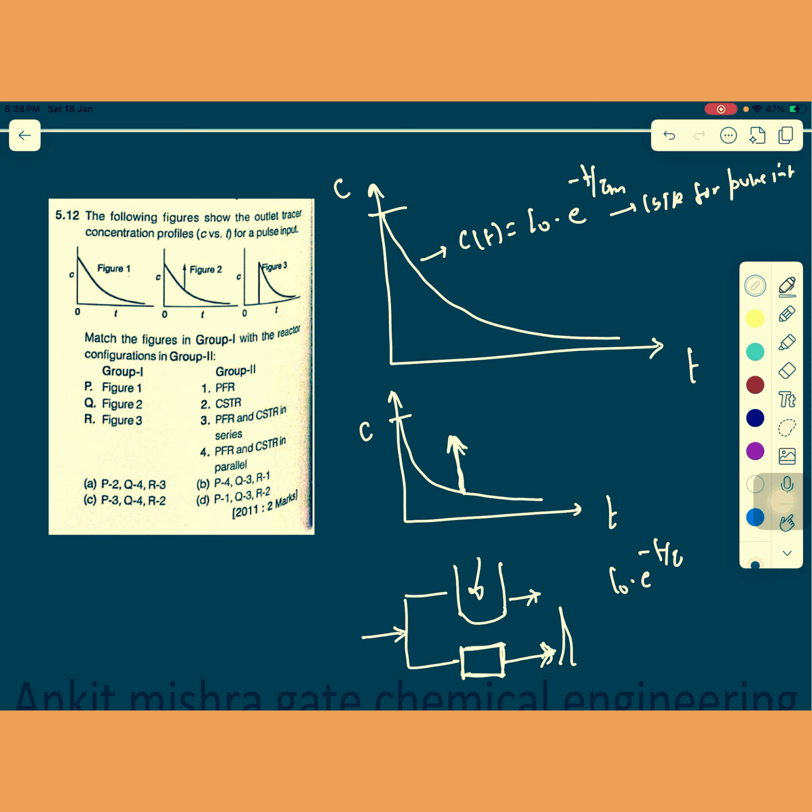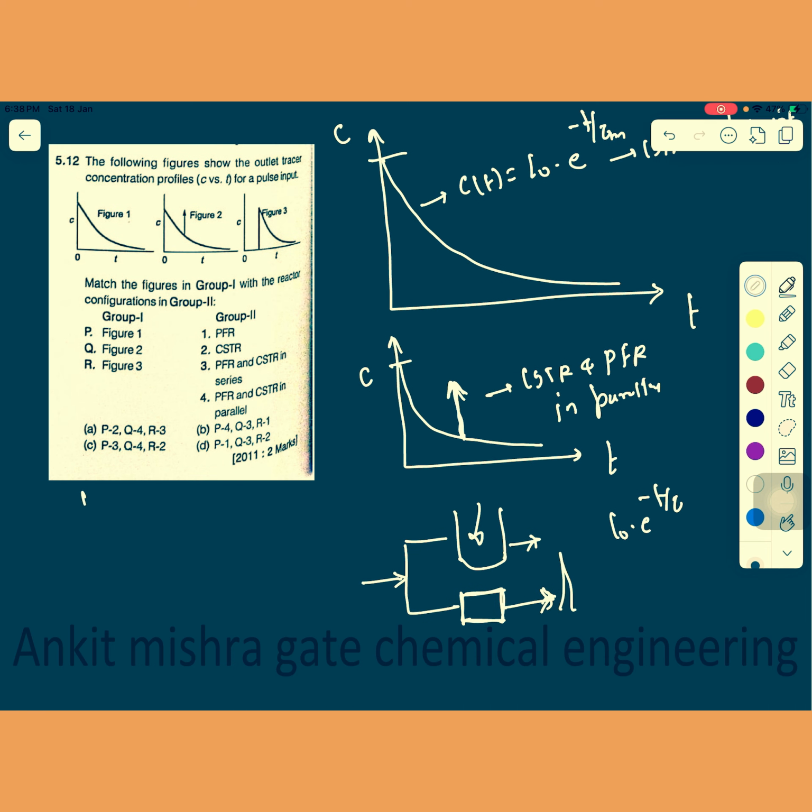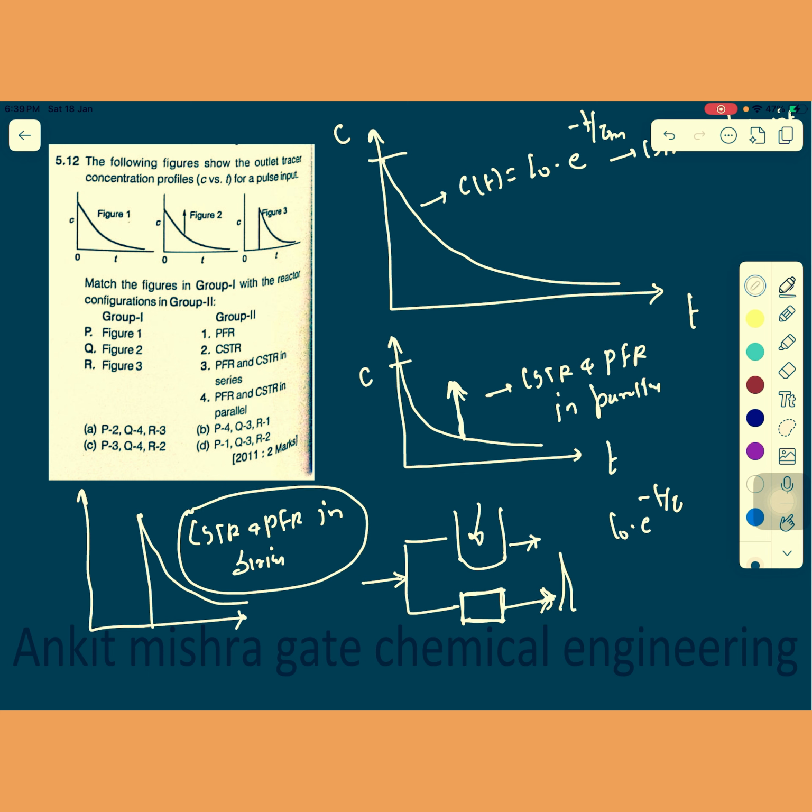So the shoot out says that there is a PFR in the parallel combination. Eventually you will see your concentration shoot out at a particular time, and again it will start dropping, because this is a PFR. So this shows the CSTR and PFR in parallel condition. And again figure 3, repeatedly I have solved lots of questions on this. You can see this is for CSTR and PFR in series.